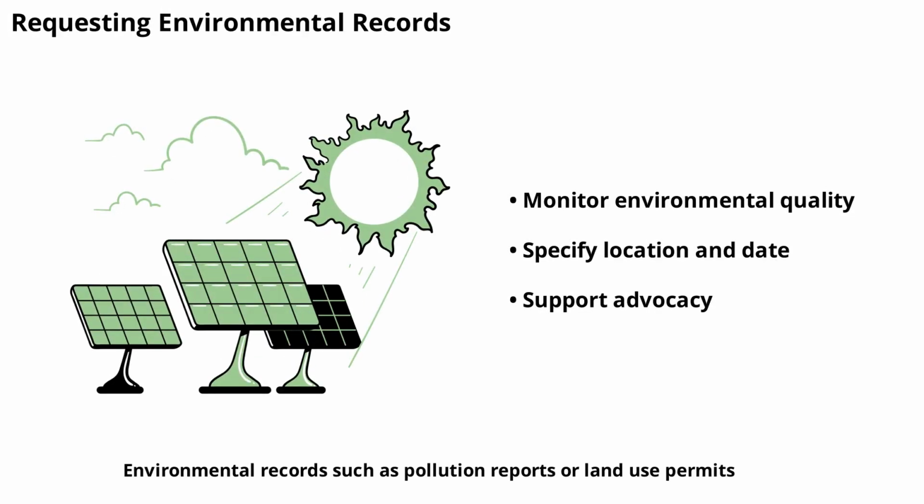Environmental records, such as pollution reports or land use permits, are public documents that help citizens monitor environmental quality. Specify the location, date, and type of record in your request. These records are valuable for advocacy, research, and community awareness.